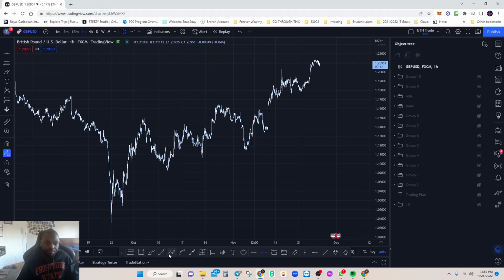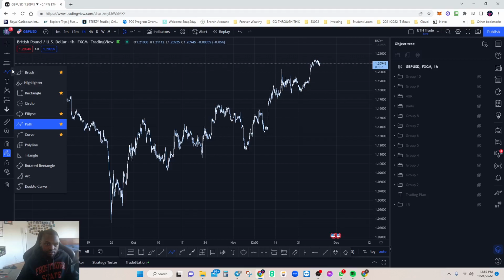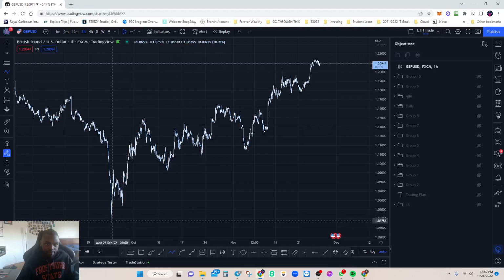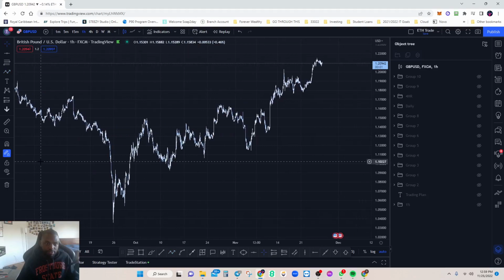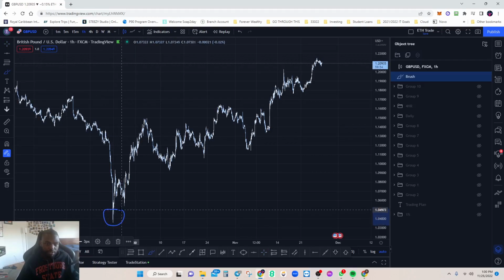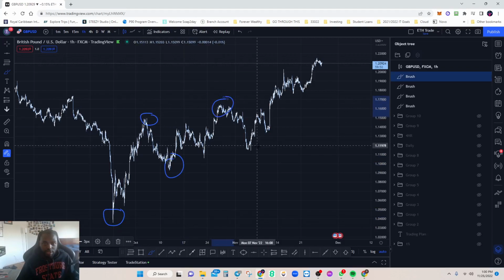Okay, so you get the path tool. Boom. Okay. Now you want to identify your lows and highs. Even if you were to just grab this brush tool, and you just want to mark, like I don't do this, but that's a low, that's a high, that's a low, that's a high, that's a low.